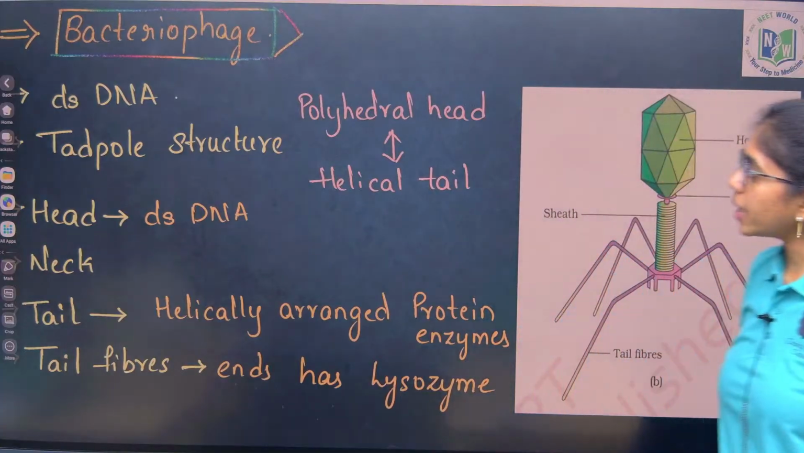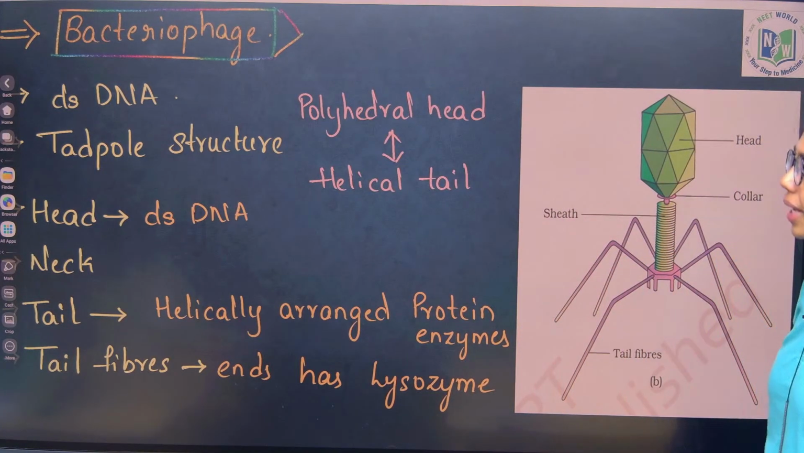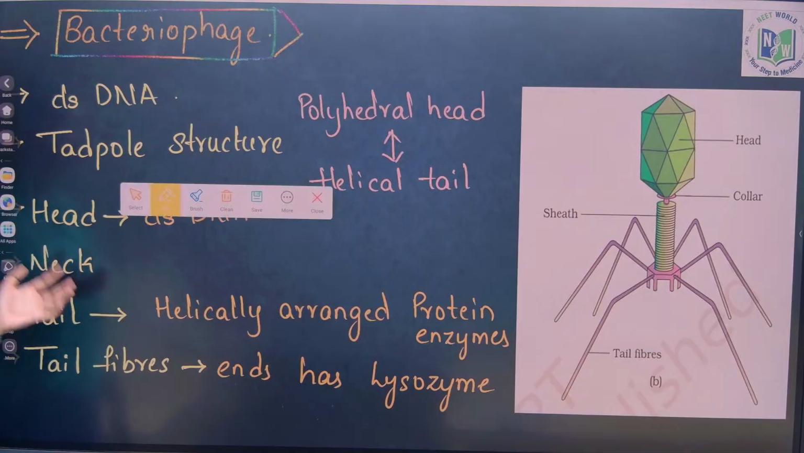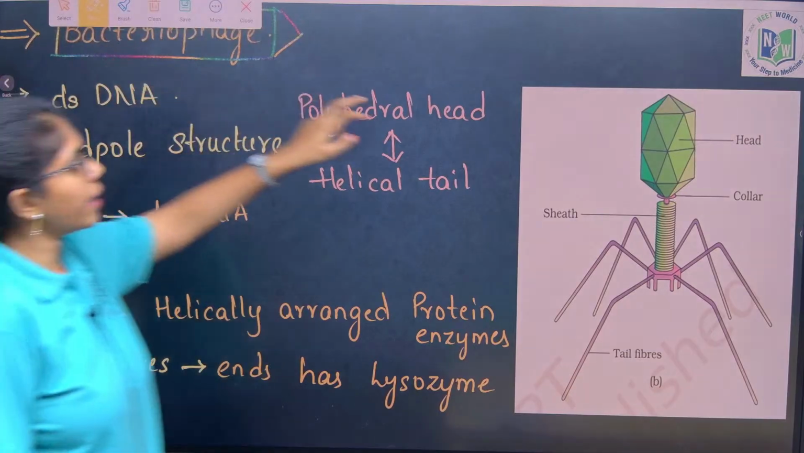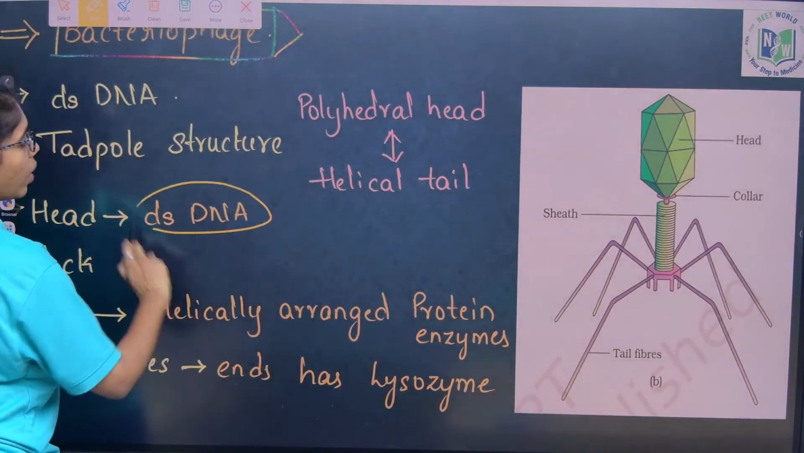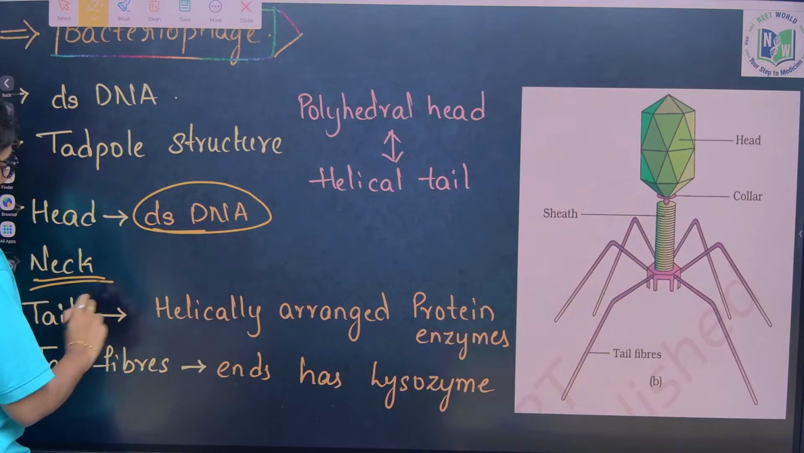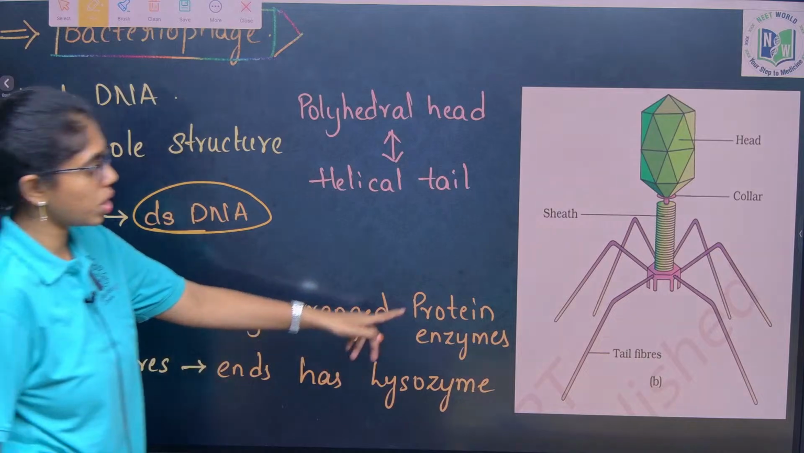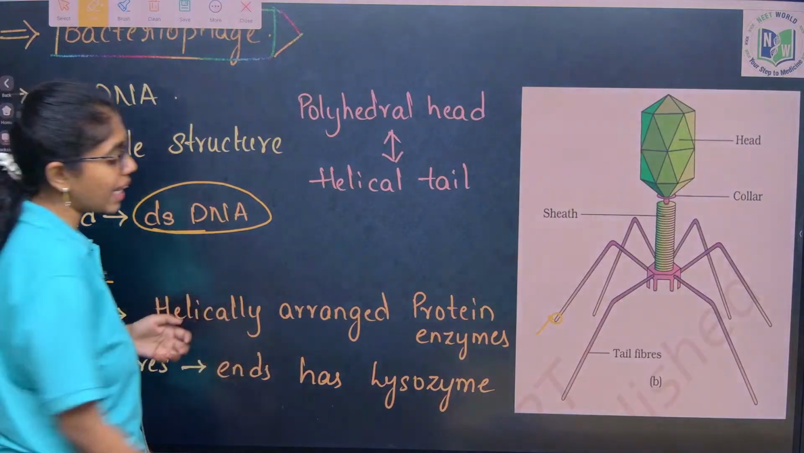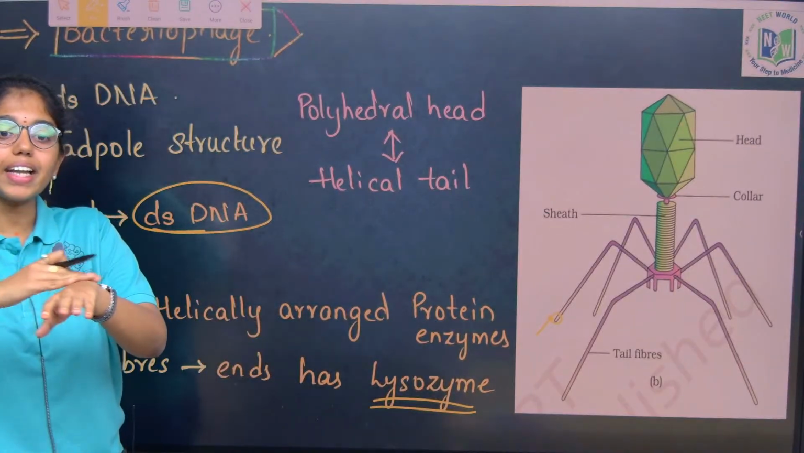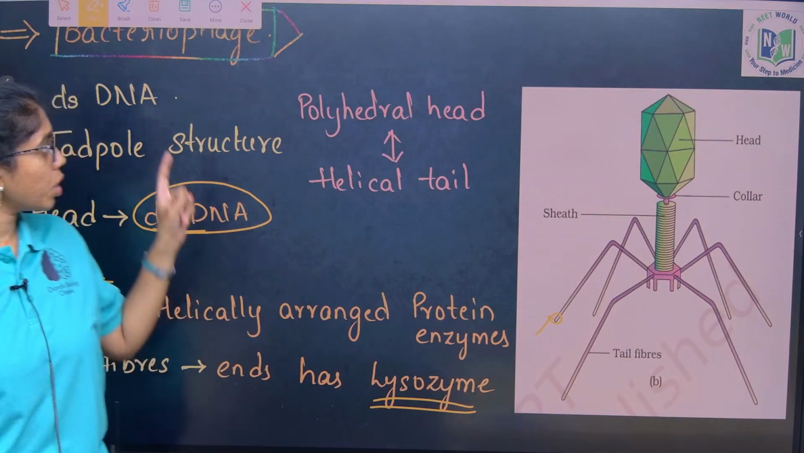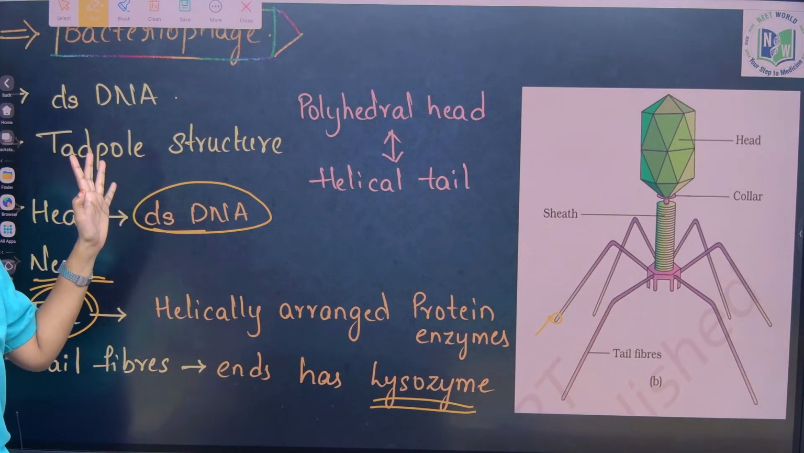Bacteriophage has what genetic material? Double-stranded DNA. You can describe it structurally as a tadpole structure. It has a polyhedral head and a helical tail. The head has double-stranded DNA, and it has a neck followed by a helically arranged tail, and at the end it has protein enzymes. Tail fibers have some enzymes like lysozyme. This lysozyme will degrade the wall layer of the bacteria whenever it is causing the infection. Clear with the structural description of bacteriophage? Any doubt anywhere? Next.